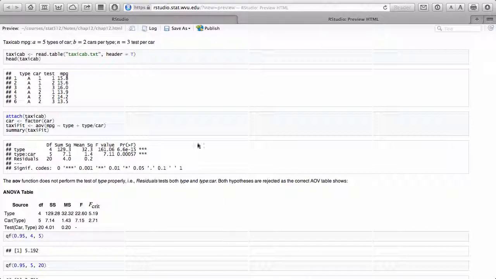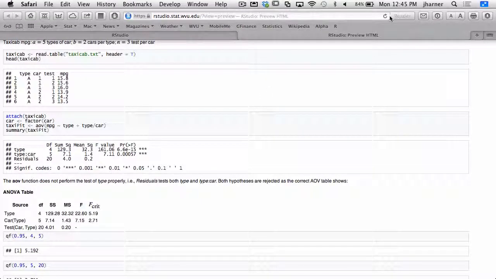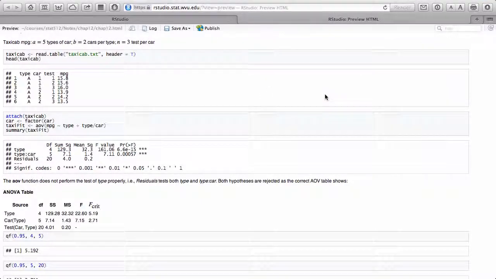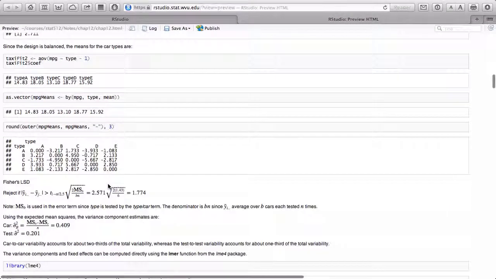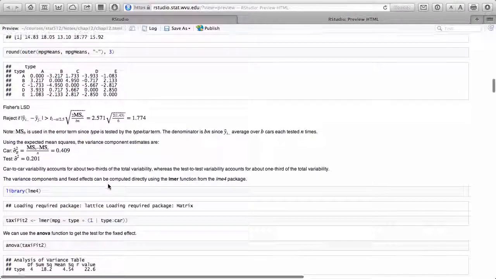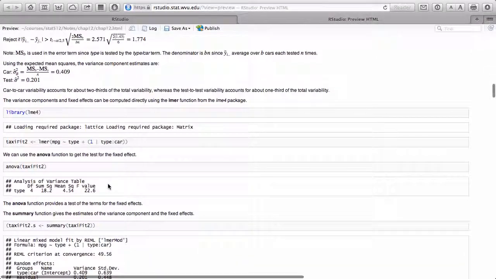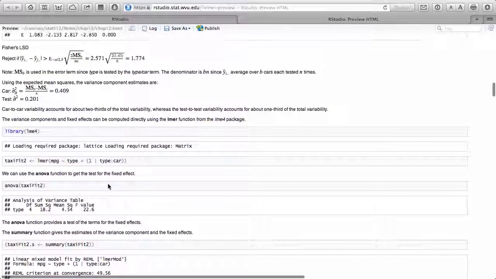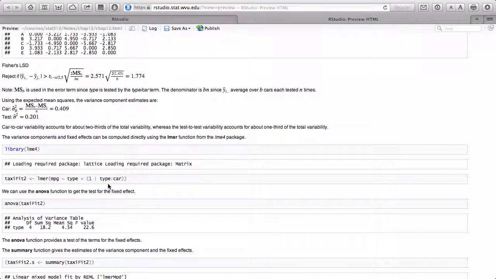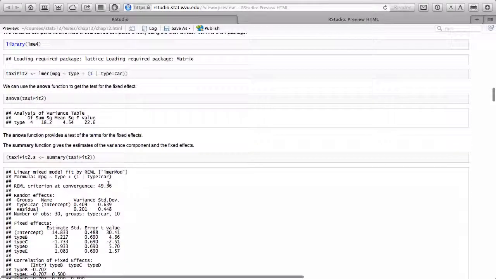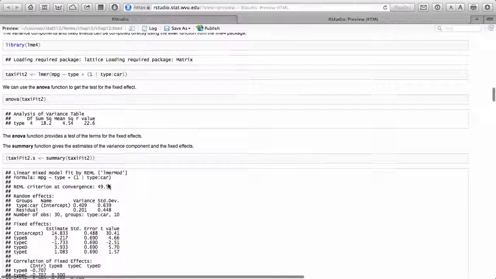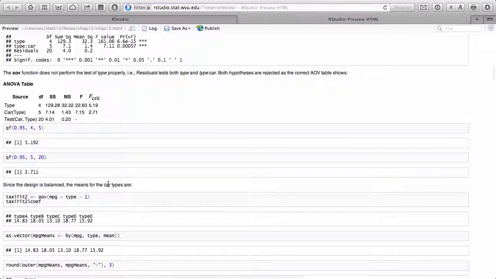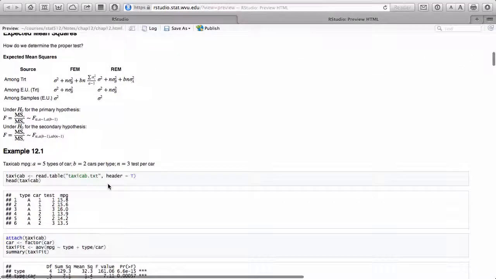I don't think we have time, but there's an example here. Okay, this is where I'll start next time with this example.